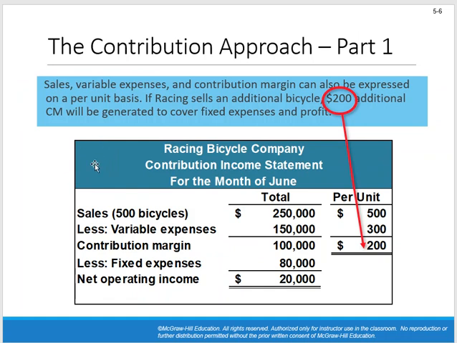So under this contribution approach, here's where we get to the key, the answer to the whole chapter. Sales, variable expenses, and CM can also be expressed on a per unit basis. So over here, they told us that we've got 500 bicycles, right? These sales are 500 bicycles. So by dividing each of these figures, 250,000, 150,000, and 100,000, by 500 units, we get a per unit amount. So that's where the 500, 300, and 200 come from. And that is powerful information there. So we're dividing the totals by the number of units.